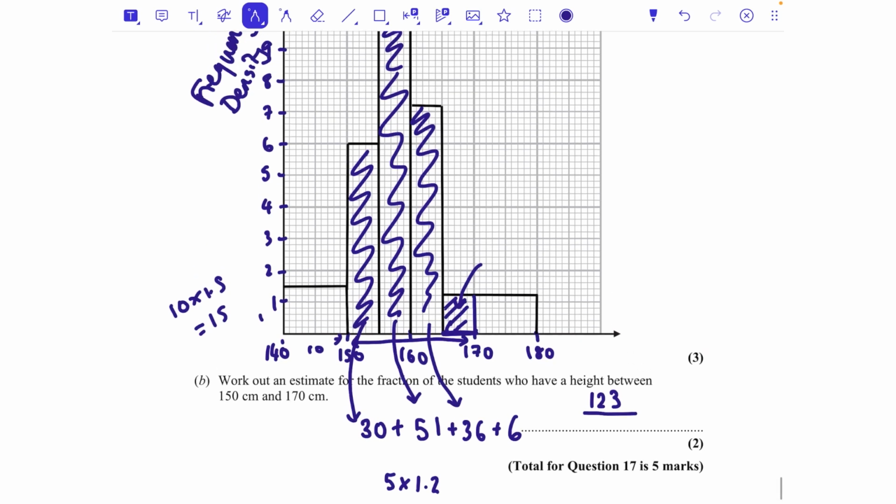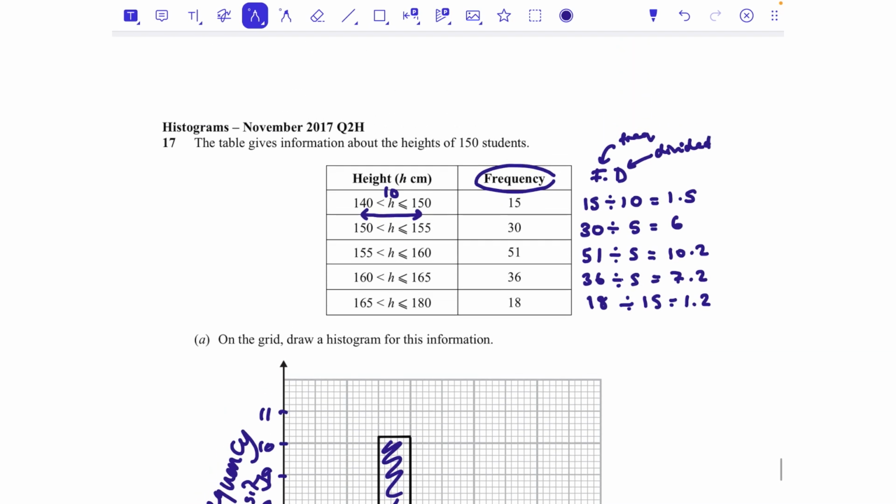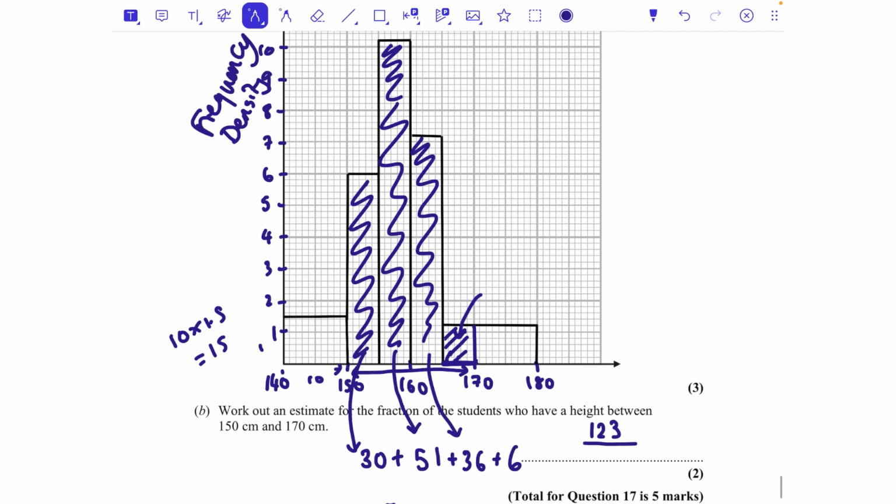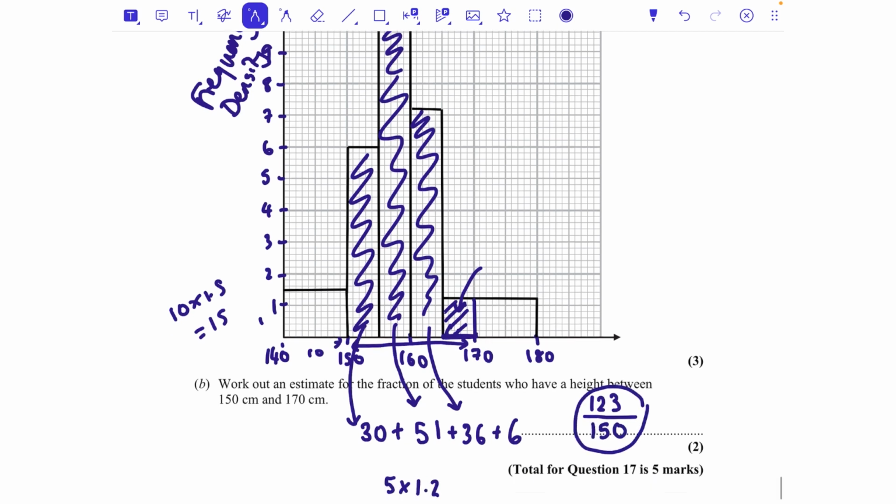Now you could add together all of the area of all of the bars to get the total number. You could also add together all of these in the frequency column, or you can read the question and notice that there are 150 students. So even quicker, that would be our answer for that.